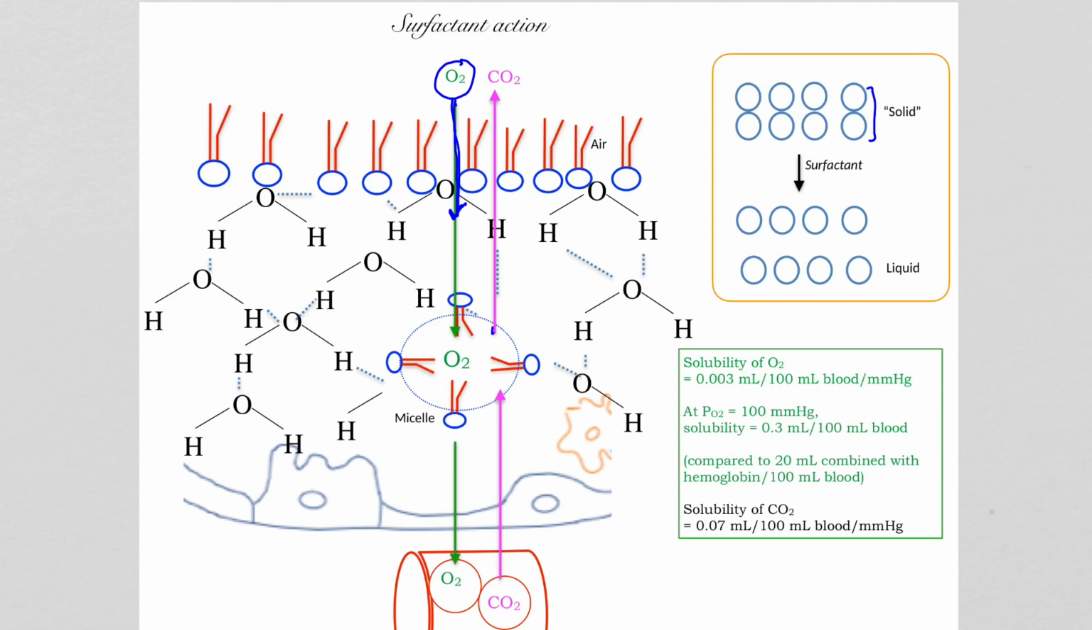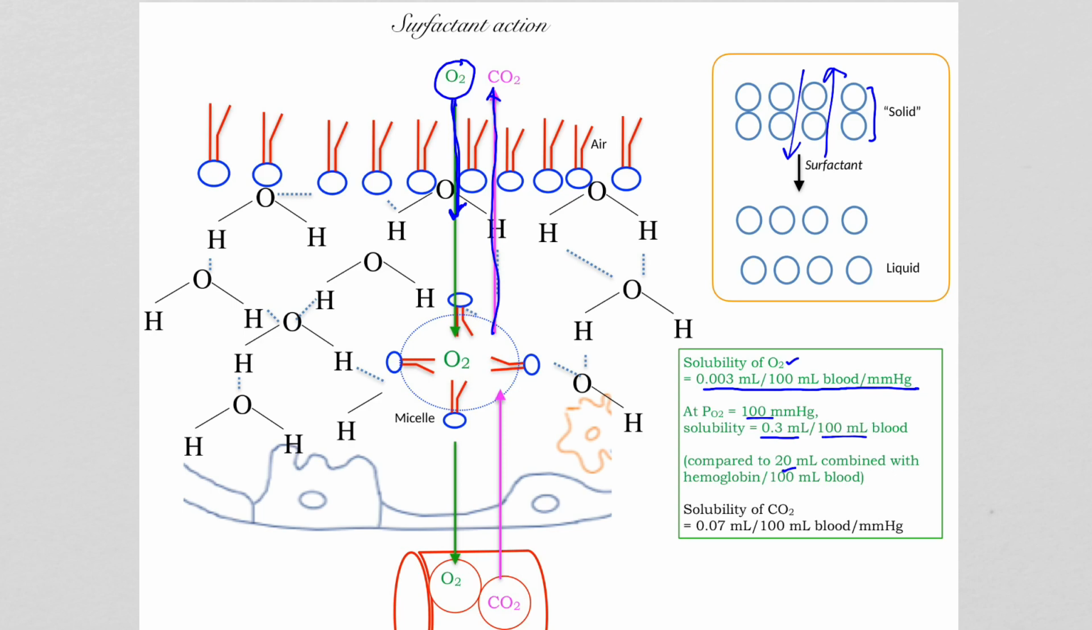And similarly, it's harder for carbon dioxide to travel through the solid part. So remember, these gases already have very poor solubility in water. So if you look at the solubility of oxygen, we are talking about only 0.003 mL in 100 mL of blood per millimeter mercury. That means if our PO2 is about 100 millimeters mercury, the solubility is only 0.3 mL per 100 mL. Okay, so oxygen is hydrophobic. It's not very water soluble.